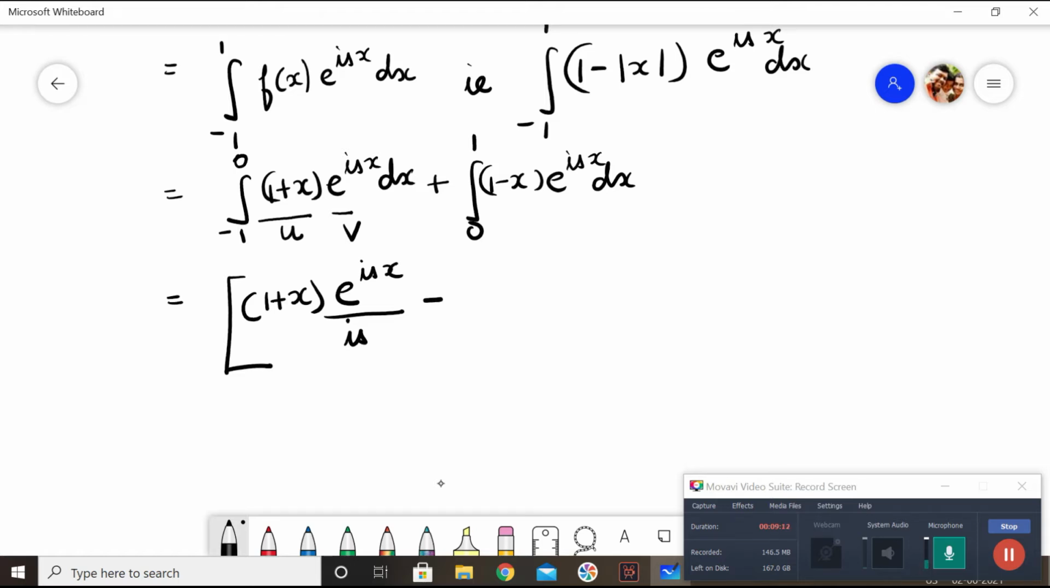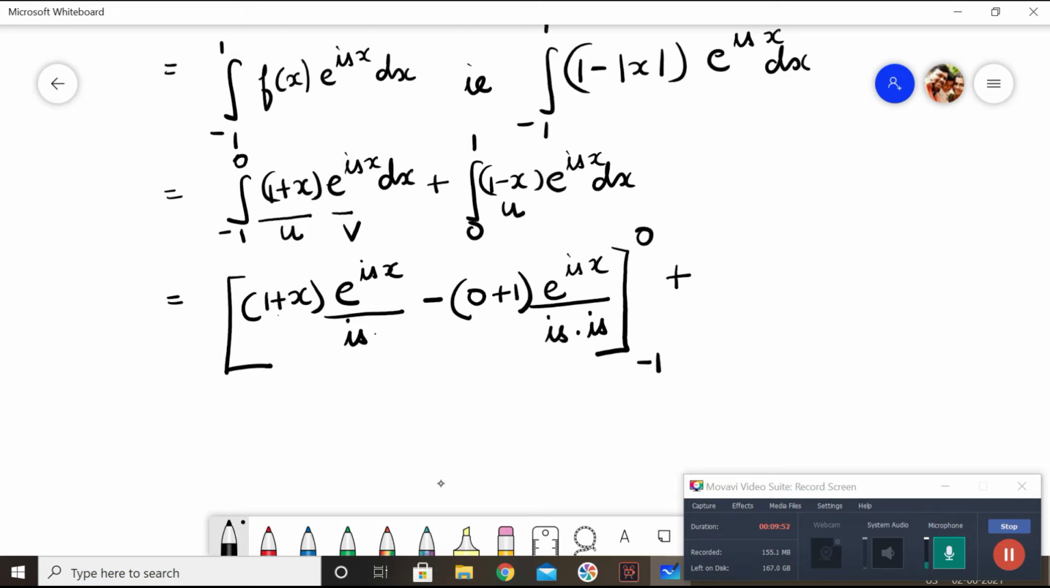Now I differentiate u. So when I differentiate u, I get 0 plus 1. Then I integrate this term. So it becomes e to the power isx by, I already have an is, so is, and after integrating, I get an is. Plus now when I differentiate this term, what happens? It becomes 0. So I stop here. The limit is minus 1 to 0. Fine. Plus now I'll do this.